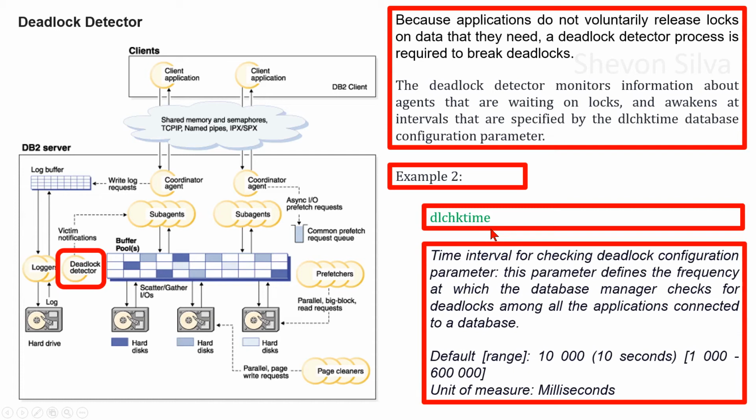Time interval for checking deadlock configuration parameter. This parameter defines the frequency at which the database manager checks for deadlocks among all the applications connected to a database. Default 10,000, it means 10 seconds. Range 1000 to 600,000. Unit of measure in milliseconds.